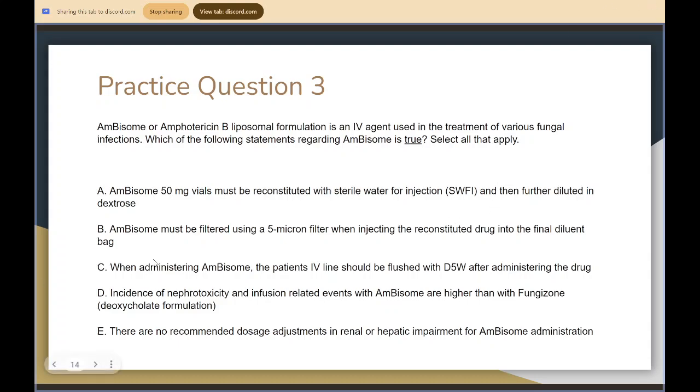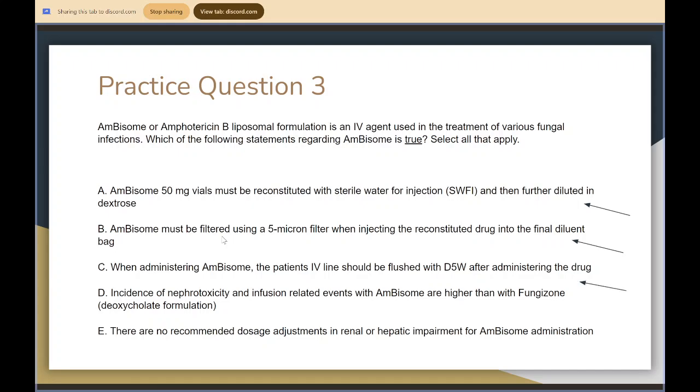All right, very good. So this has several correct answer choices. We have A, we have B, we have C, and we have E. So looks like we have a good consensus. And let's talk about why. So choice A: AmBisome has very specific instructions regarding the prep and admin, and this is an important drug for hospital pharmacists to be familiar with.